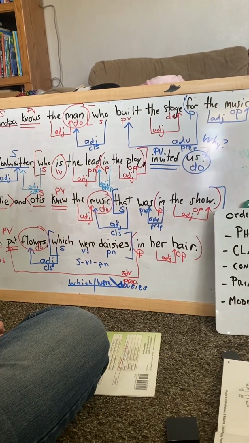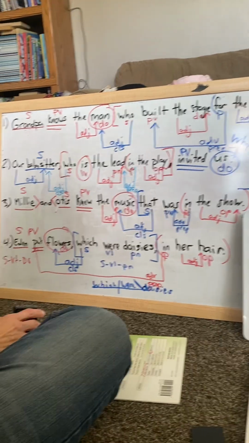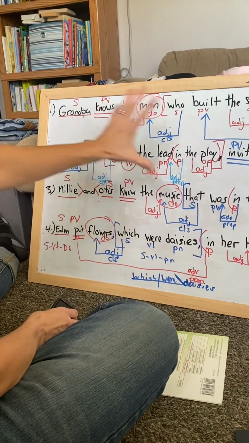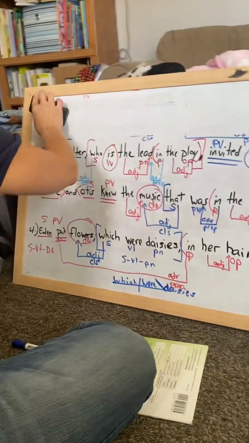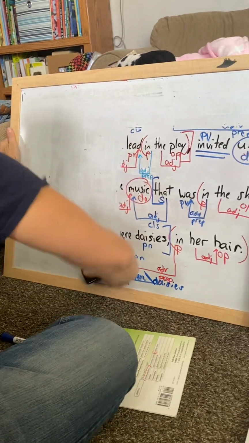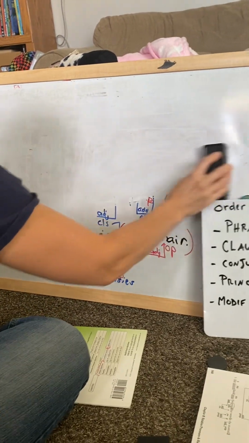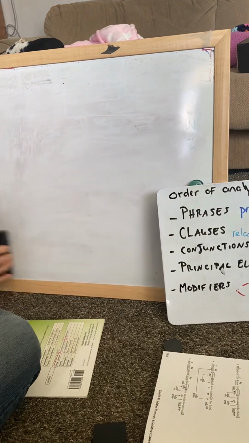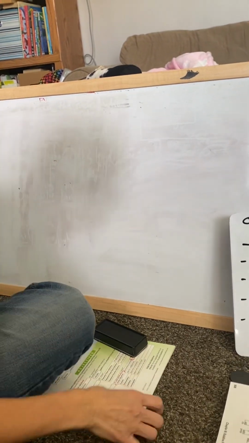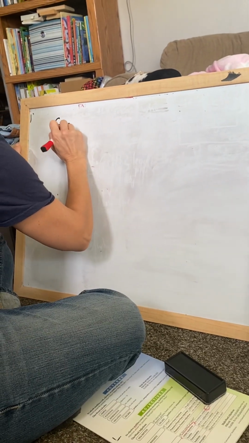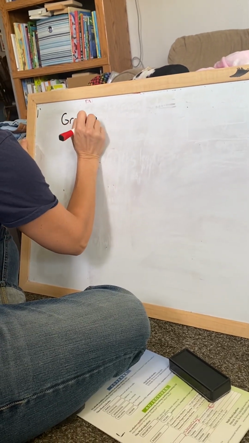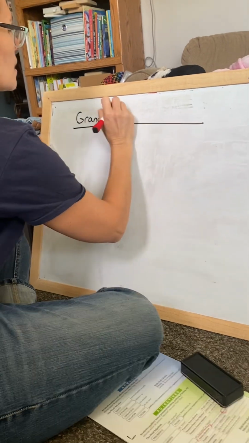So you might have to diagram on a separate piece of paper if you might not have room to diagram these. So we're going to do it on a separate piece of paper. I'm just going to erase my board and start diagramming. So for our first sentence, we have Grandpa knows the man. So we have Grandpa is our subject.